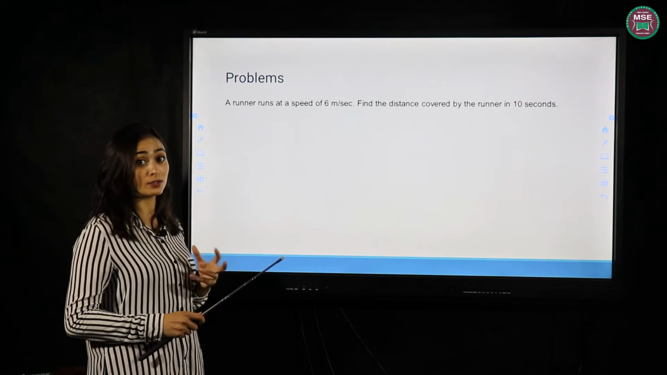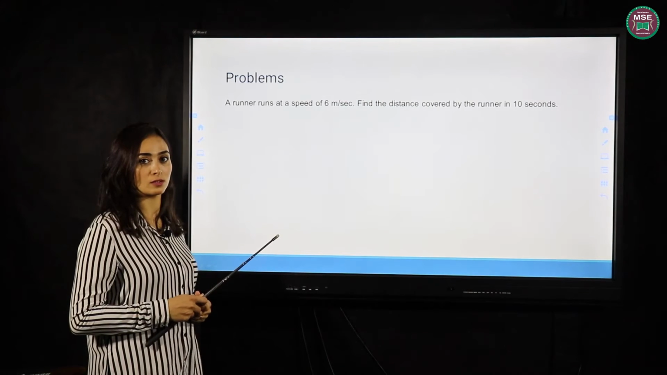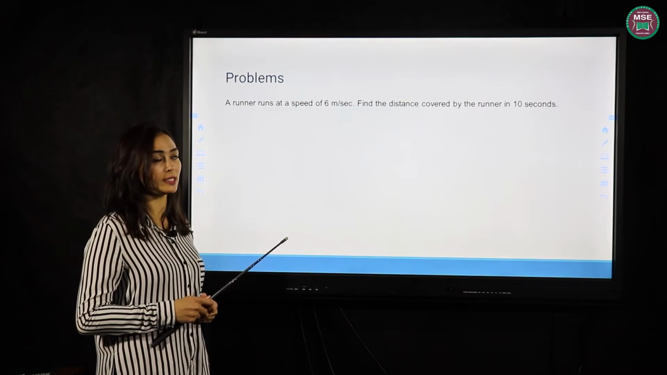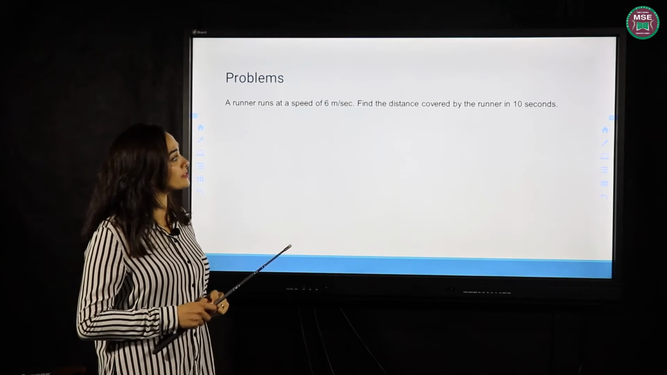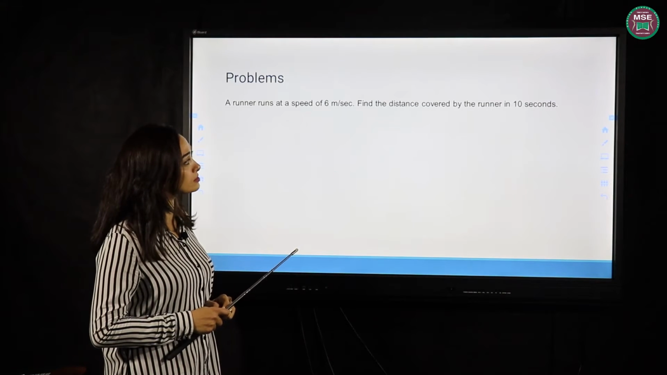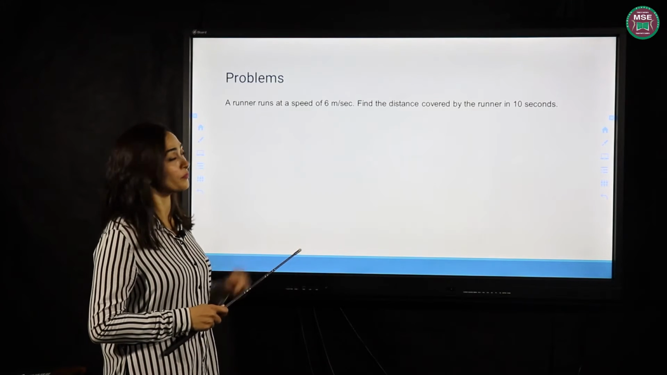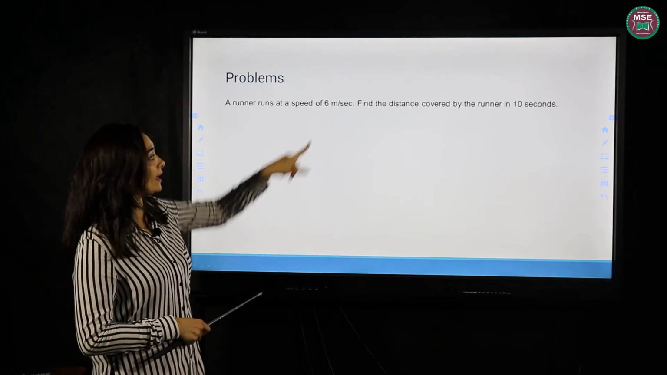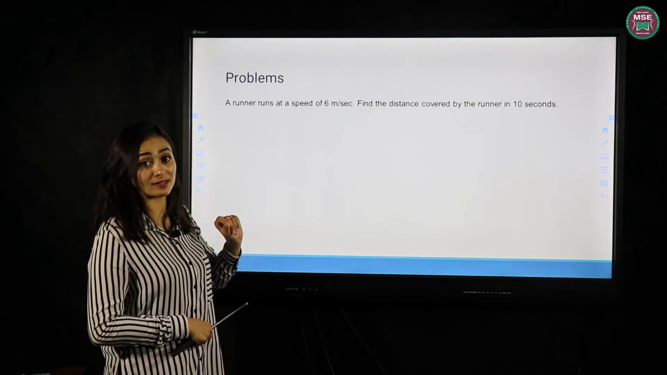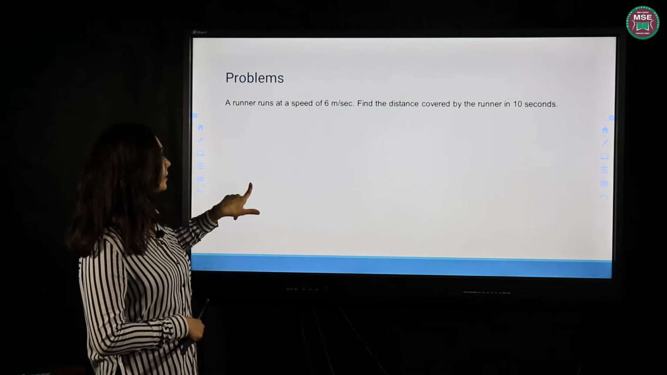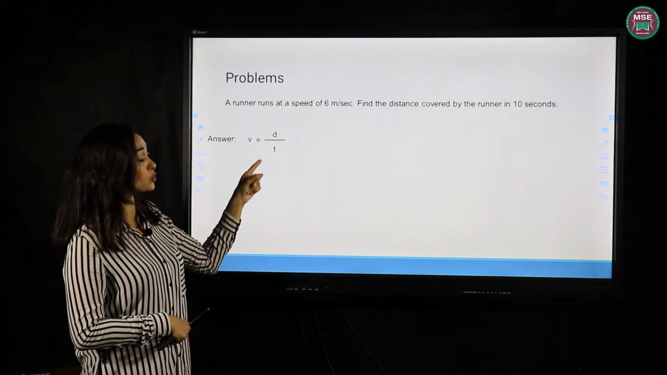Okay, let's see another problem. If I want to calculate the distance, do you remember the magic triangle? Yes. A runner runs at a speed of 6 meters per second. Find the distance covered by the runner in 10 seconds. Here in the problem, we have speed and time, so we have to get distance. Remember from the rule, speed equals distance over time.